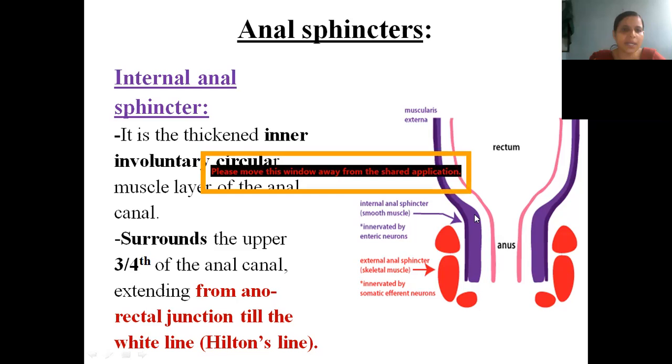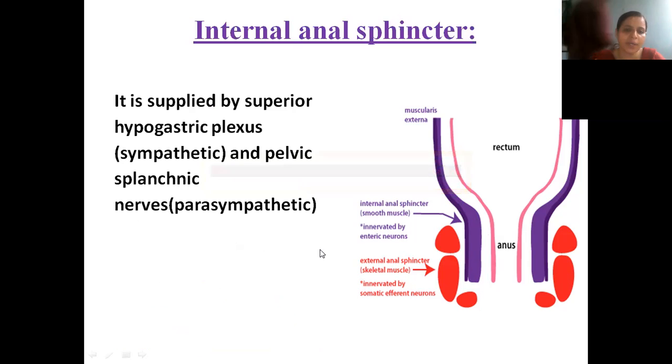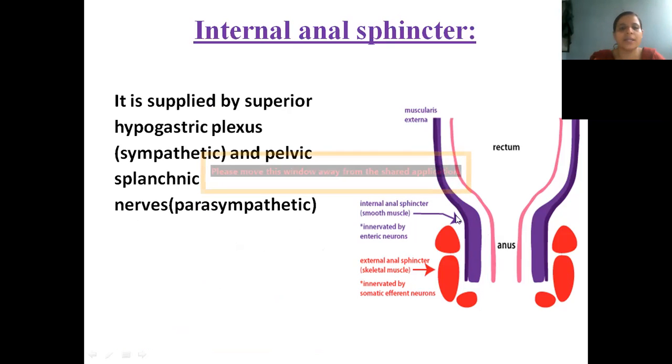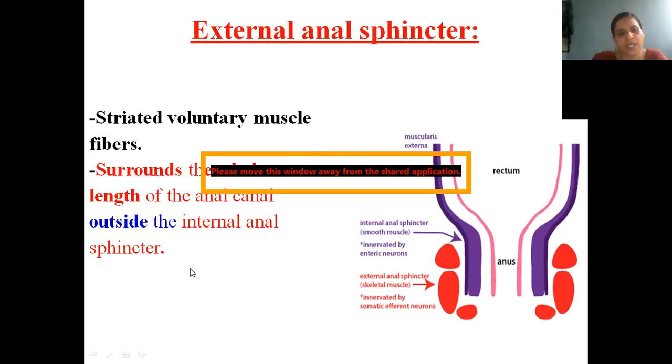So the internal anal sphincter is the thickened involuntary circular muscle layer of the anal canal, and it is surrounding the upper three-fourths of the anal canal, extending from the anorectal junction to the white line of Hilton. This smooth muscle extends from the anorectal junction to the white line of Hilton. It is supplied by the superior hypogastric plexus, sympathetic, and pelvic splanchnic nerves, parasympathetic. This is only to memorize. There is nothing to logically explain here.